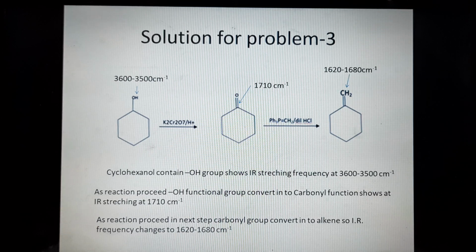This is all, friends. We have solved 3 problems on IR spectroscopy by using a very simple method. This helps you solve different problems asked in examinations.